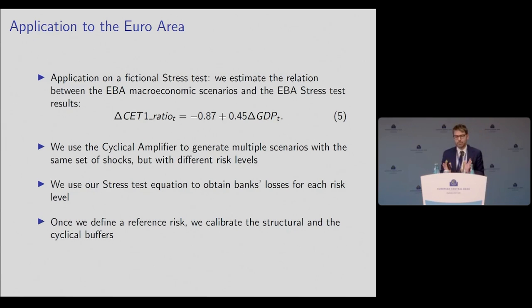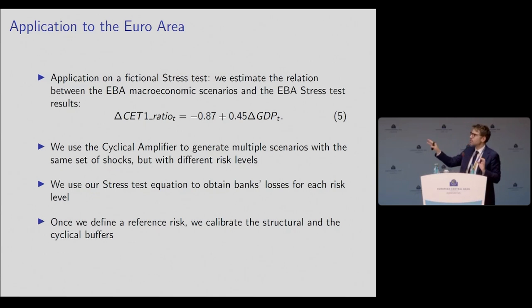Then in the second part of the paper, we try to apply this methodology and make it a bit more concrete. We use a very simple and fictional stress test model. We take the EBA stress test results of 2017, something really from the stress test exercise, and we try to link the evolution of the CET1 ratio with respect to the macroeconomic variables. We try different types of specification. In the end, we just wanted to have something very simple, something to make just the point.